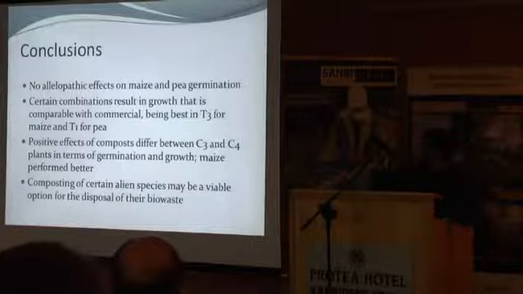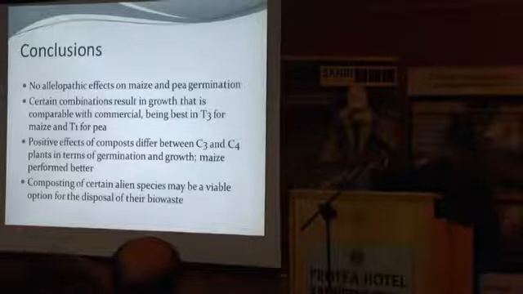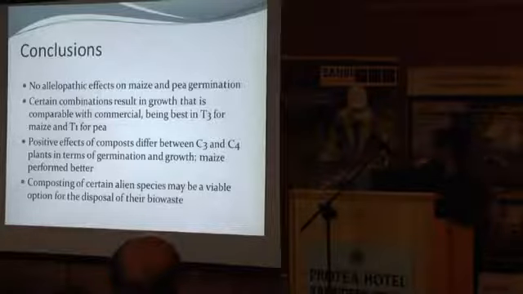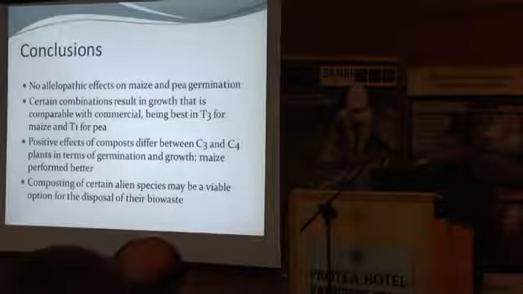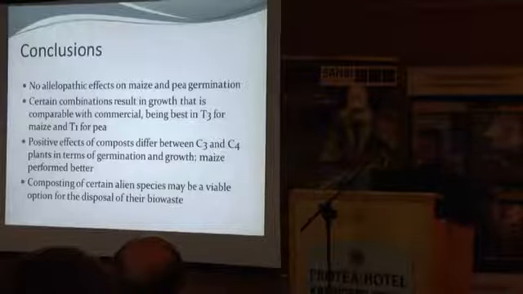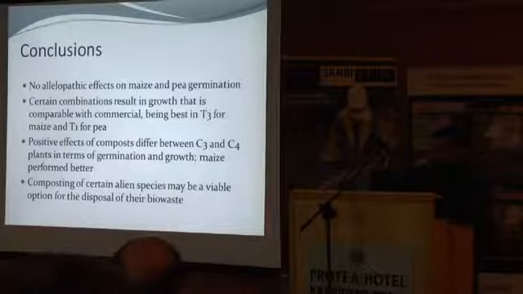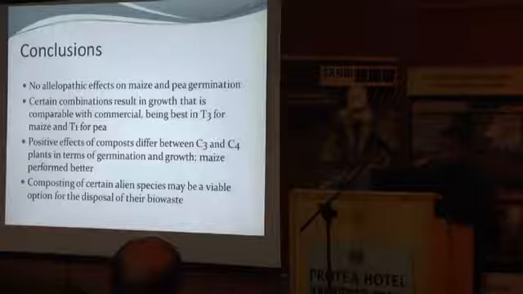In conclusion, no allelopathic effects were noted on maize and pea germination. Certain combinations did result in growth that is comparable to commercial, being the best in T3, which was the Litsea and Tithonia for maize, and T1, which was the Acacia and Tithonia for pea. Positive effects of compost differ between C3 and C4 plants in terms of germination and growth, with maize having an overall better performance. So we suggest that composting of certain alien species may be a viable option for the disposal of their biowaste.